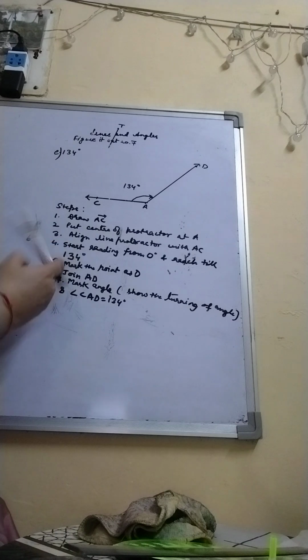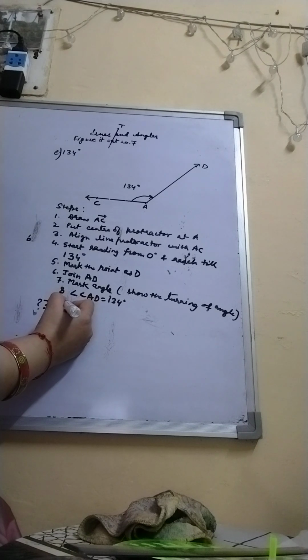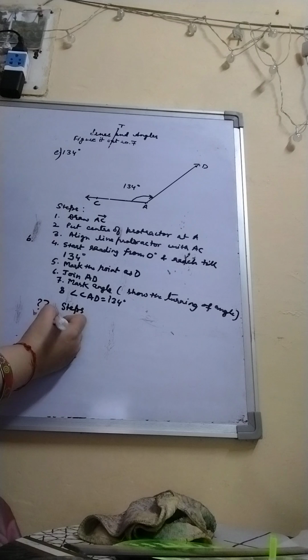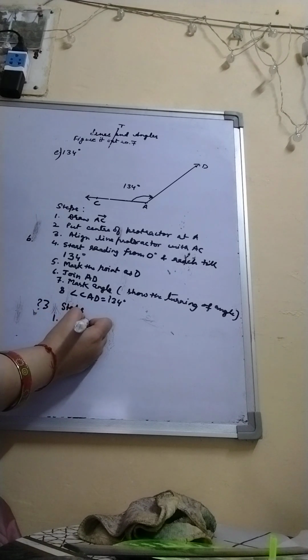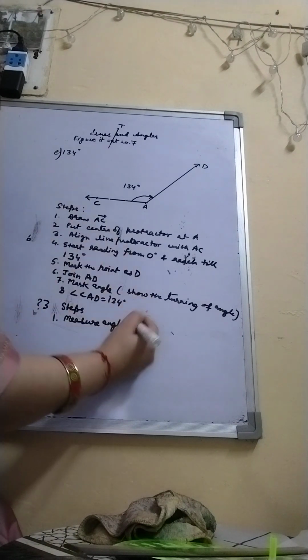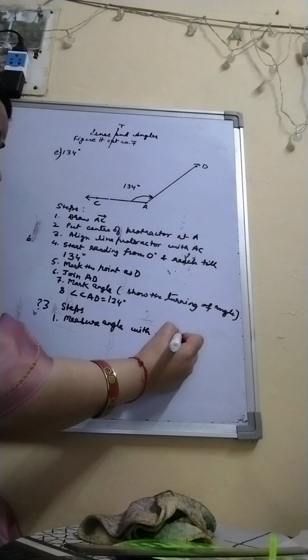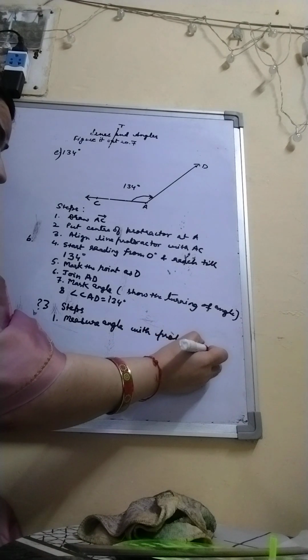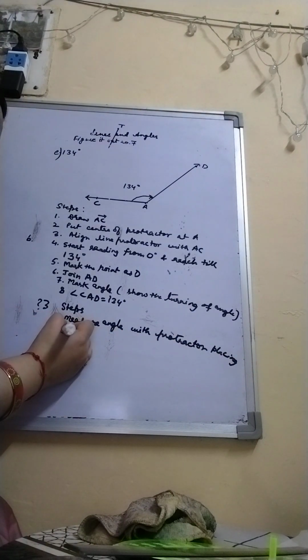So in this case, question number 3, now in this case steps are asked. So what would you write? First you would write measure angle with protractor placing it over the book.